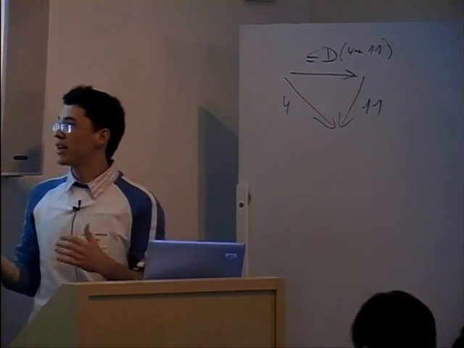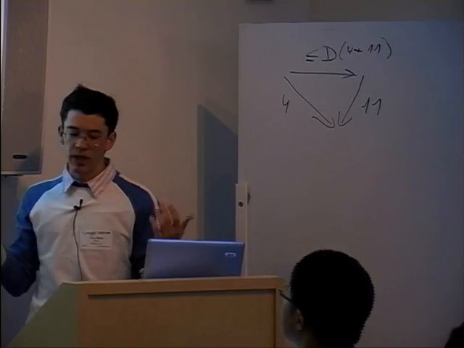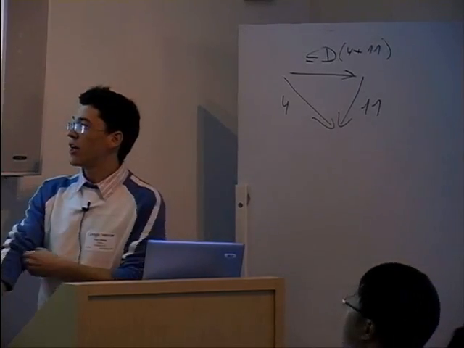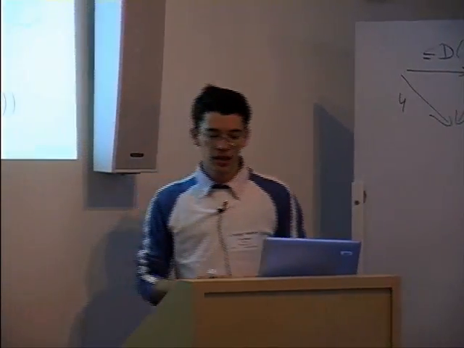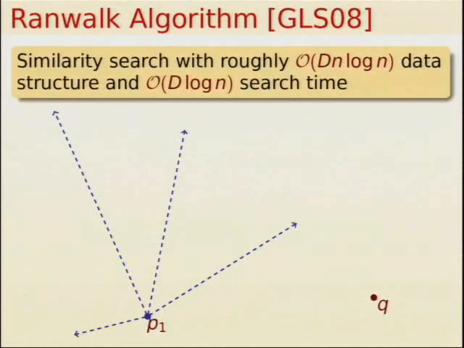And assuming that in a data set of n points, where n is very large, this is satisfied for moderately small D, we have a good result. We have a result, a data structure, together with Navin Goyal and Hinrich Schütze. We have a data structure of size D n log n, and the search time is D log n.